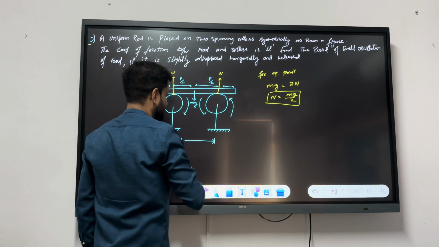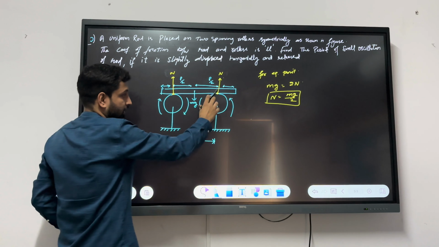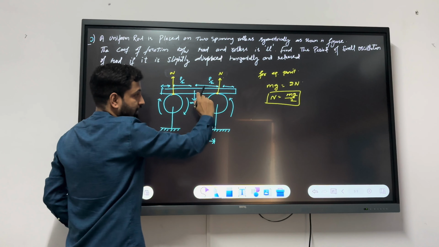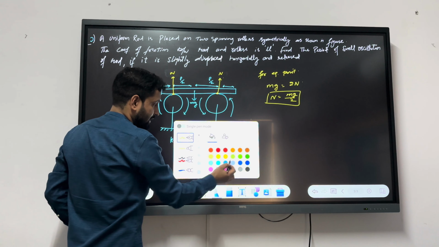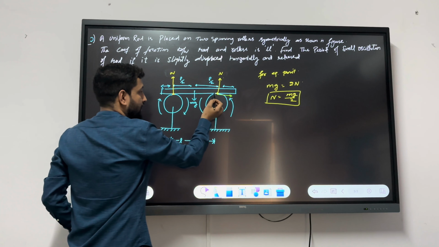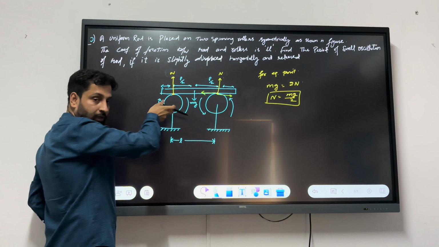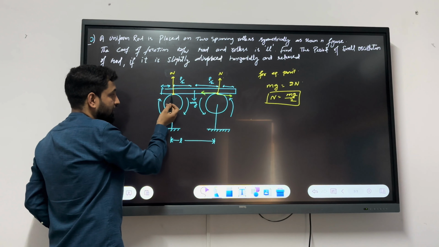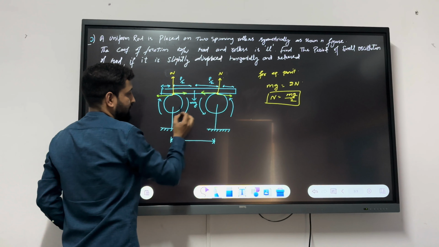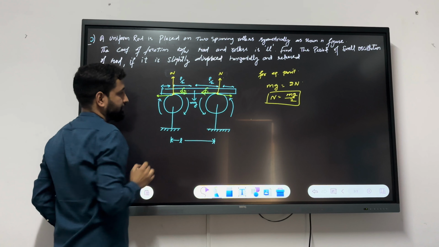So we displace it a little bit. What will happen? Actually, there is another force, the frictional force here. If the roller is going anti-clockwise, the frictional force at this point on the roller will be in this direction, and on the rod it will be in this direction. Similarly, this roller is going clockwise, so the friction force on the roller will be in this direction, but on the rod it will be in this direction. Let this be F1 and this be F2.